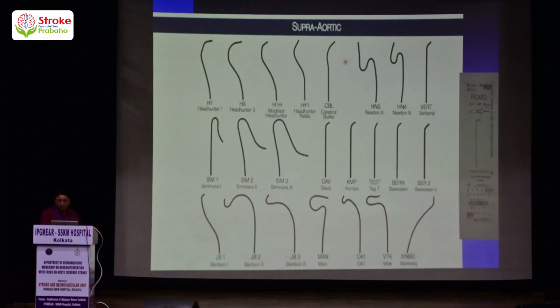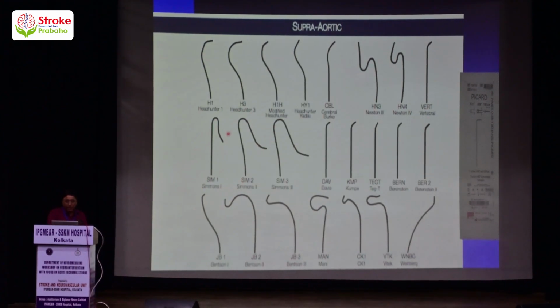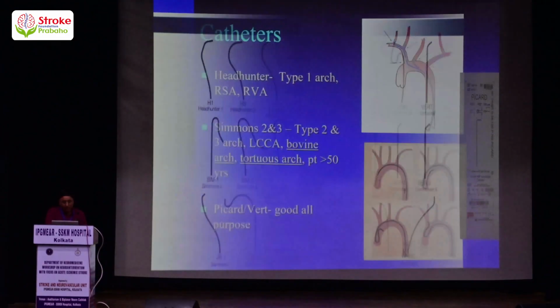So these are the various types of catheters which are used for cerebral angiography. Most commonly used in neurology practice is H1 or called head hunter. Then for the difficult type 2 and type 3 arch, you can use SIM 1 catheter, SIM 2 catheter, or SIM 3 catheters, or sometimes you can use the Vitek catheter. And the pigtail catheter is one of the catheters which is very often used in all types of arches and is a very good catheter for catheterizing even type 3 arches.